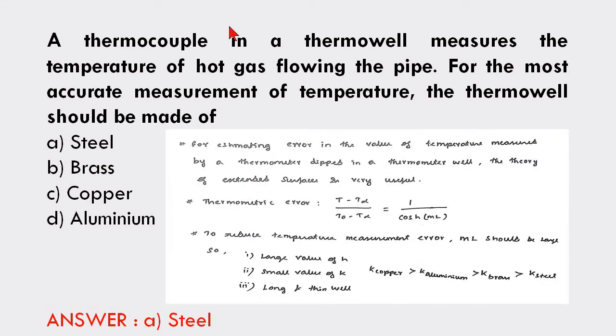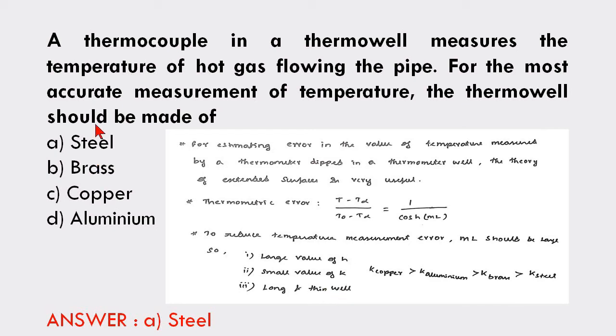So this is this concept. Okay. So the thermocouple is used for estimating the error. Okay, so in the value of temperature measured by a thermometer dipped in a thermometer well, the theory of extended surfaces is very useful. The thermometric error, okay, so you can relate by using this relation, that is (T minus T infinity) divided by (T naught minus T infinity) equal to 1 divided by cosh(mL). So to reduce the temperature measurement error, the mL should be large. For this, it should have large value of h, small value of k, long and thin well should be used, right?